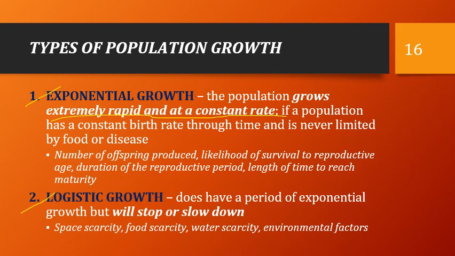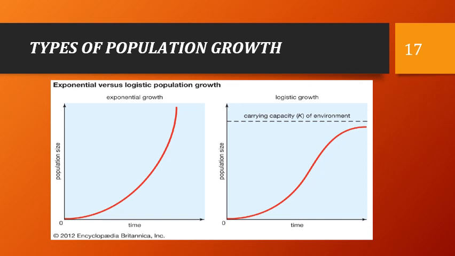So that is an exponential growth. When we say logistic growth, it does have a period of exponential growth, but it will stop or slow down. It is because of different factors that could be space scarcity, food scarcity, water scarcity, and other environmental factors that could actually affect the population growth. Okay, so let's try to analyze these.